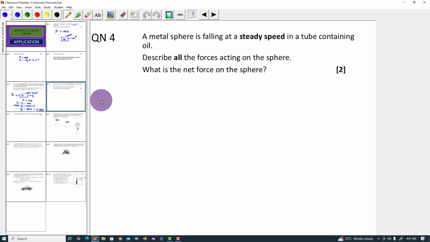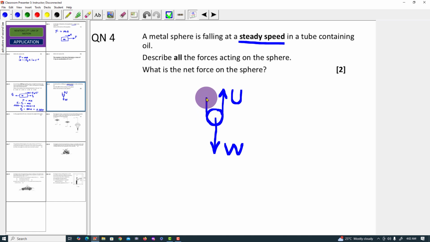Question 4, we are given that a metal sphere is falling at a steady speed in a tube containing oil. Describe all the forces acting on the sphere. So if this is the sphere, one of the forces which is acting on the sphere is its own weight vertically downwards. Another force is the upthrust acting on the sphere. The other one is the viscous drag, which we can say D. Those are the forces which are acting on that sphere.